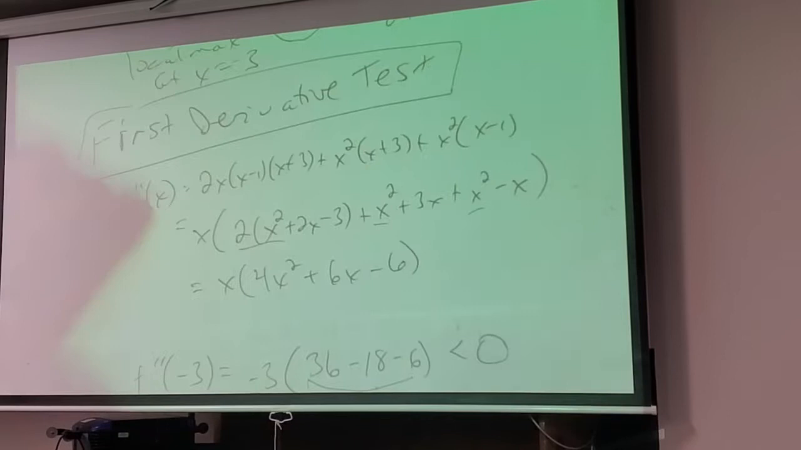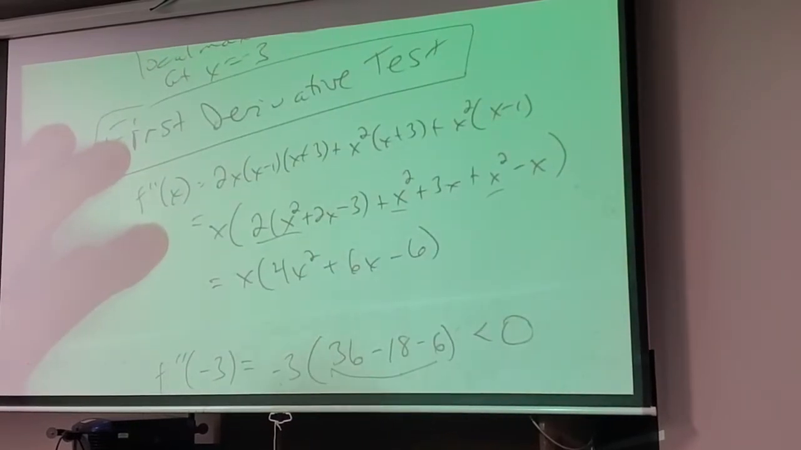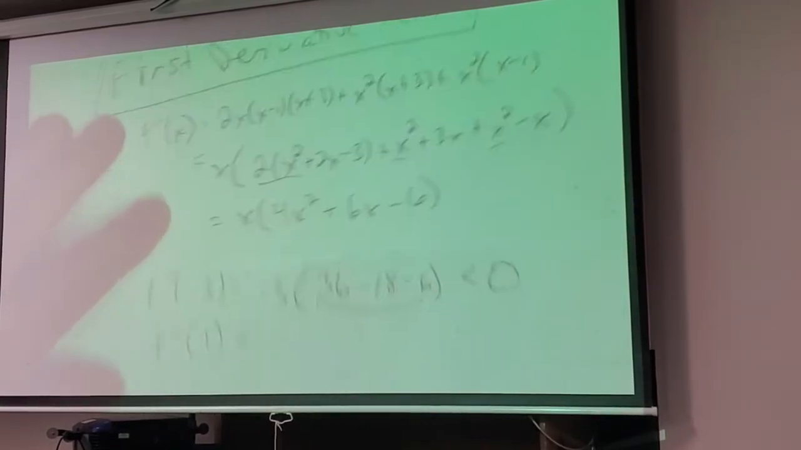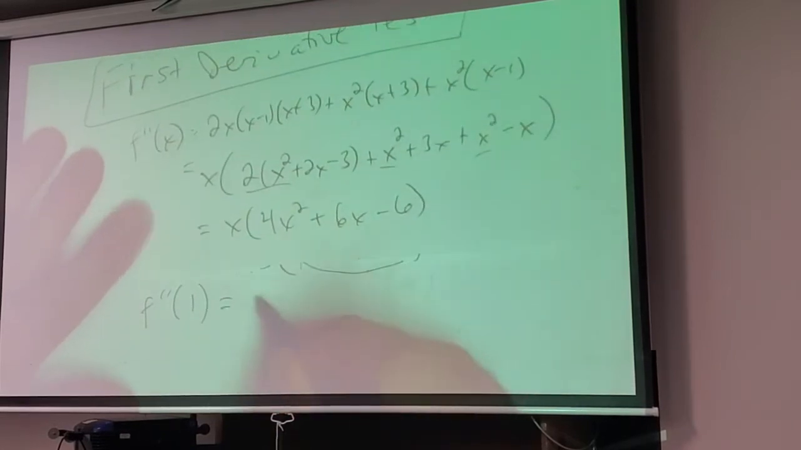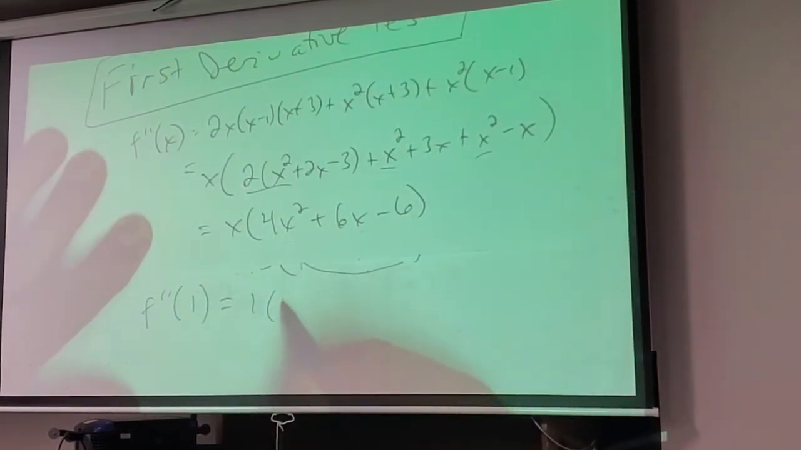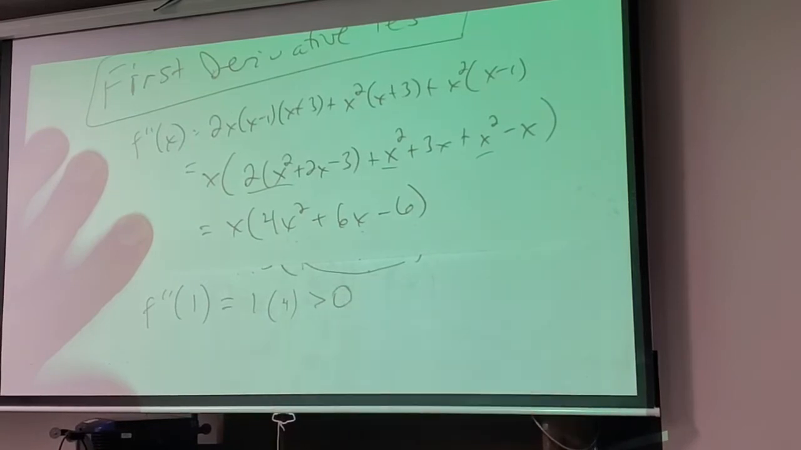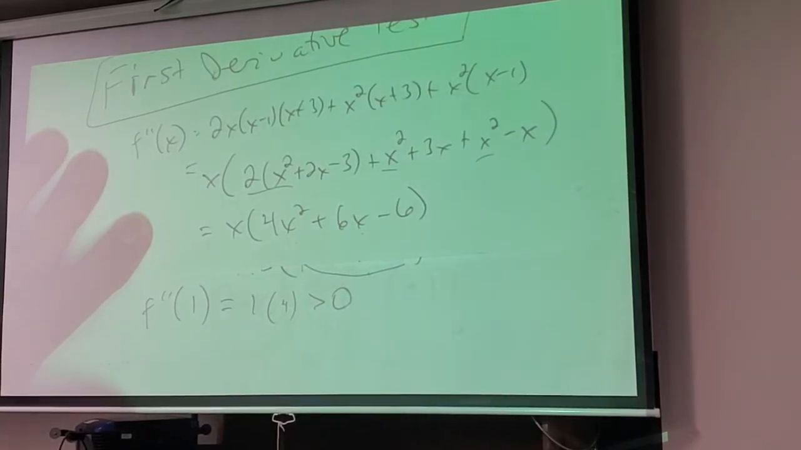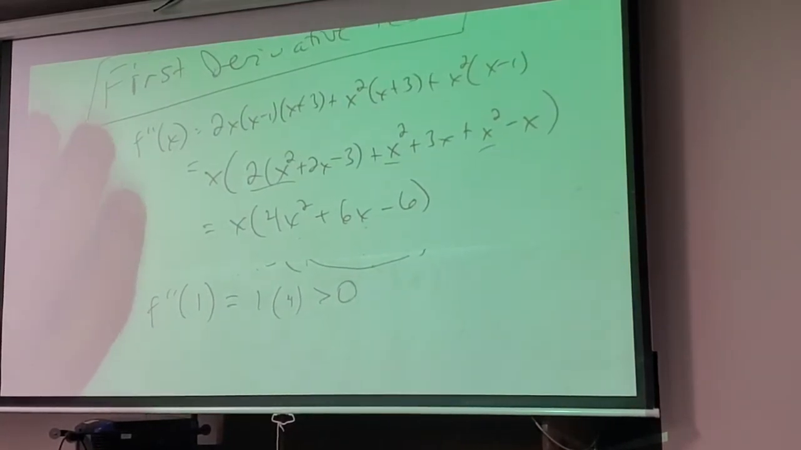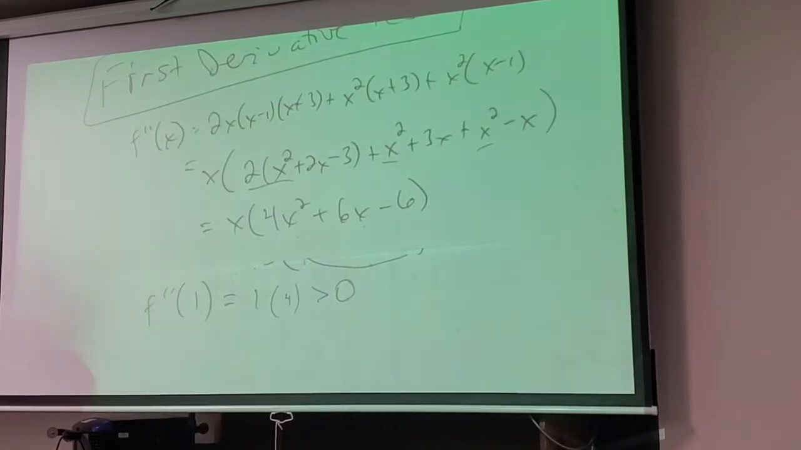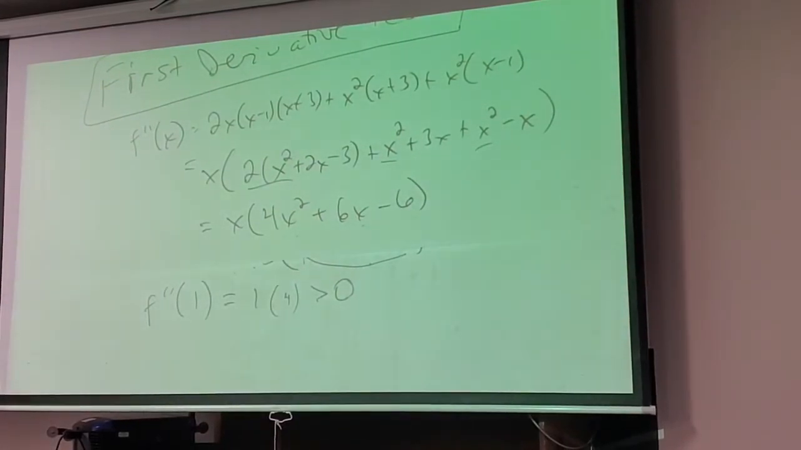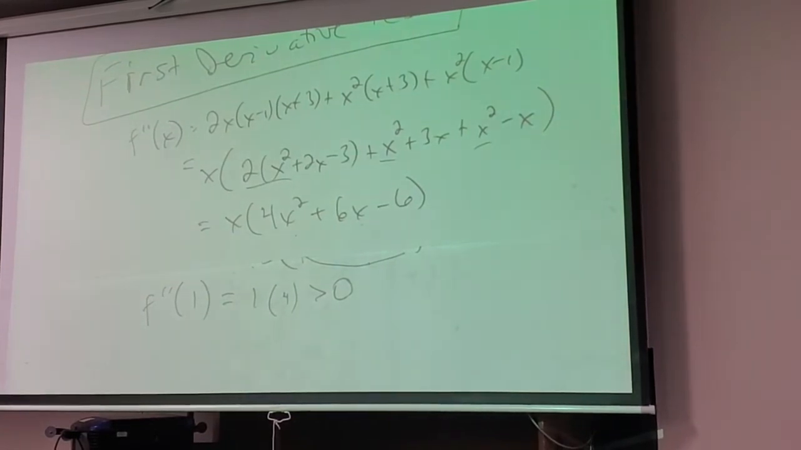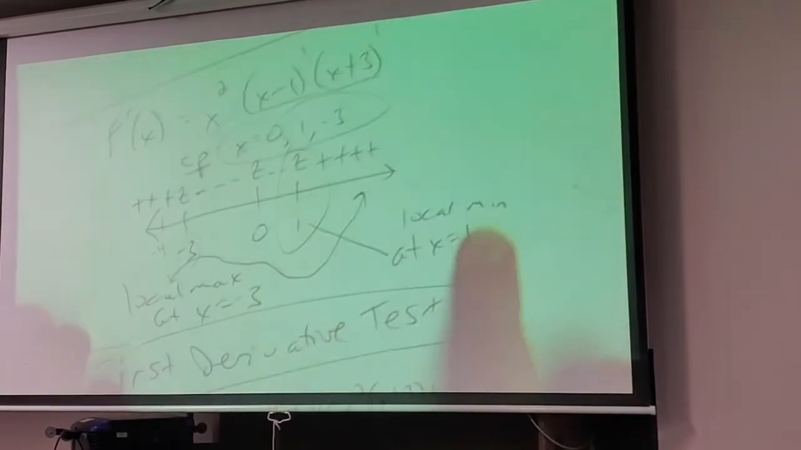Right? And of course, what if we try 1? If we try 1, then I get 1 times 4 plus 6 minus 6. 1 times 4 is positive. So therefore, that's cup up, which means there should be a minimum there. I know it's a little counterintuitive, but you have to realize if it's cup up, that means there must be a valley. There must be a lowest point. And is that what we discovered here?